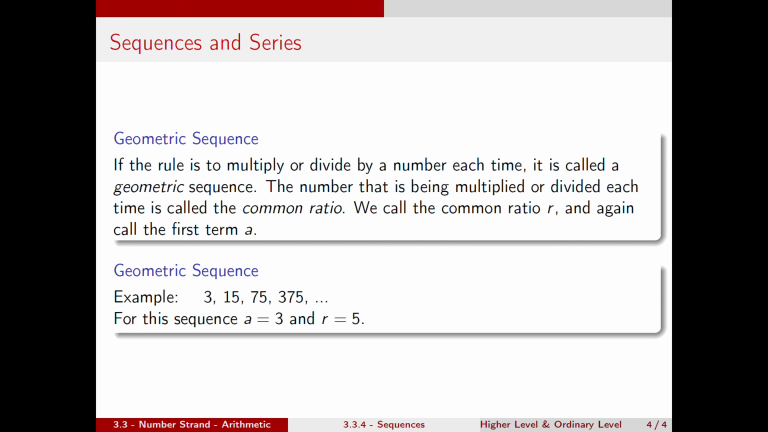So if we look at a quick example, 3, 15, 75, 375. For this sequence, A is equal to 3, A being the first term, and we can see that it does indeed follow a rule, the rule being that we are multiplying each term by 5 to get our next term. Because we're multiplying by 5, it is a geometric sequence, so the common ratio, denoted by R, is equal to 5.